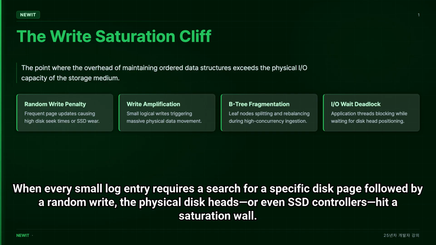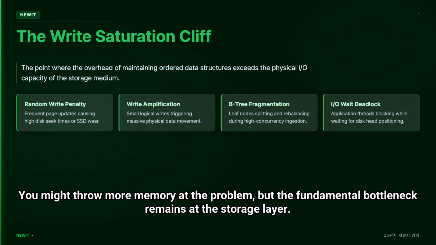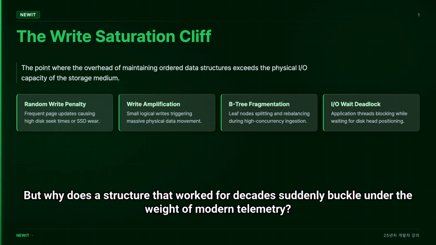This is the classic write amplification trap found in traditional B-tree-based engines. When every small log entry requires a search for a specific disk page followed by a random write, the physical disk heads or even SSD controllers hit a saturation wall. The overhead of maintaining a sorted, balanced tree in real time under heavy write pressure creates a performance cliff that no amount of horizontal scaling can easily fix.